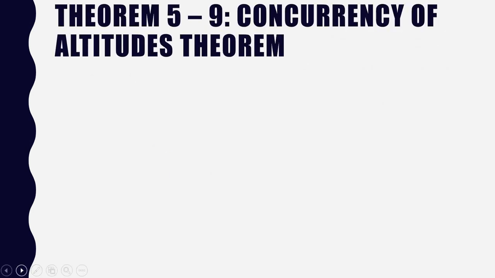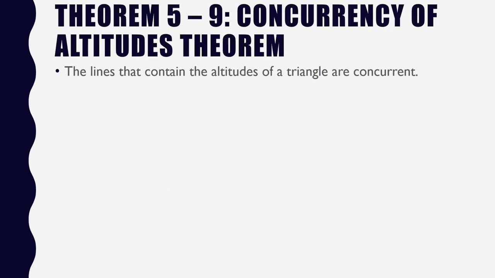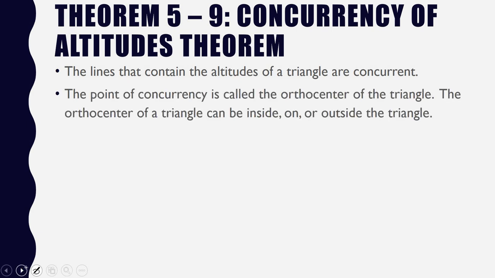So now the concurrency of altitudes. Again, our altitudes are going to concur, or land in the same spot. Let's go back. If I extended these altitudes, they would have a point of concurrency. So the lines that contain the altitudes of the triangle are concurrent. The point of concurrency is called the orthocenter of the triangle. The orthocenter can be inside, on, or outside. So again, we've got some more terms here of special segments that have a point of concurrency, and we have a special name for that.